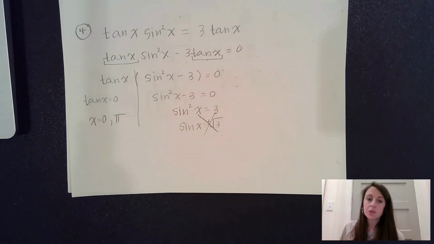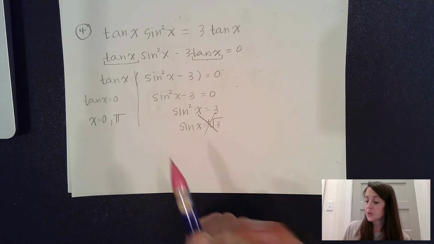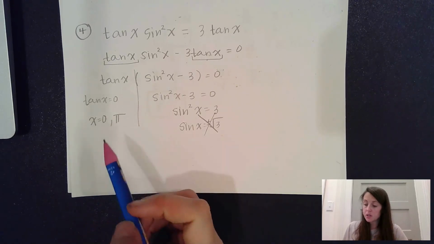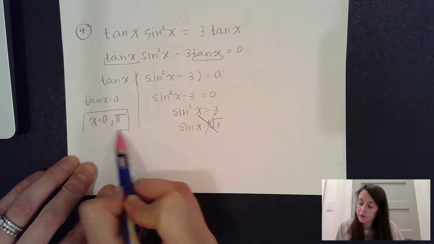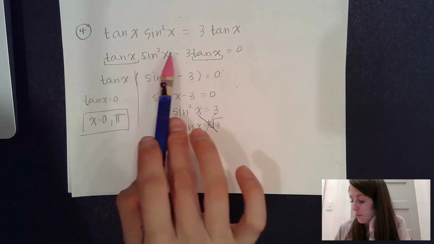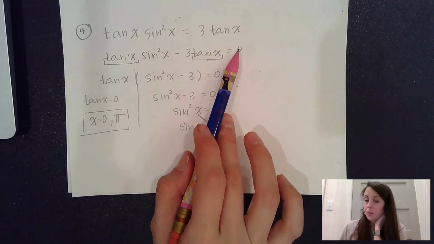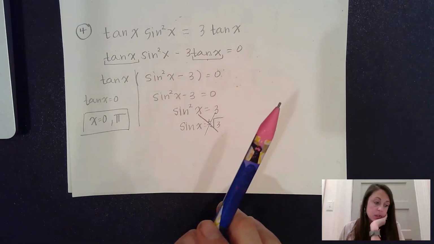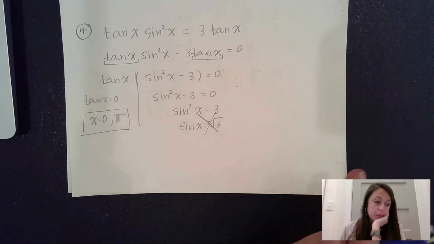So we also need to make sure that these work. Always check your solutions. So these do work, both 0 and pi. Once you plug those back in, those will simplify out to be equal to 0. So you do need to make sure that they do work. Okay?